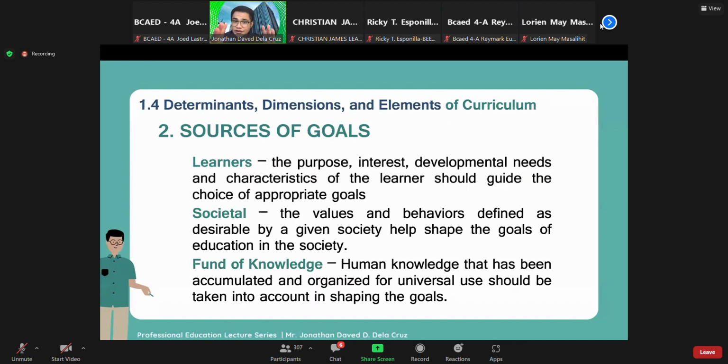So ano yung sources of goals natin? Again, ang sources of goals natin, yun din yung determinants natin. Siyempre, babalik ka doon sa basis of your development of curriculum planning, no? Learners pa rin. The first source of goal are learners. The purpose, interest, and developmental needs of the characteristics of the learner should guide the choice of appropriate goals.